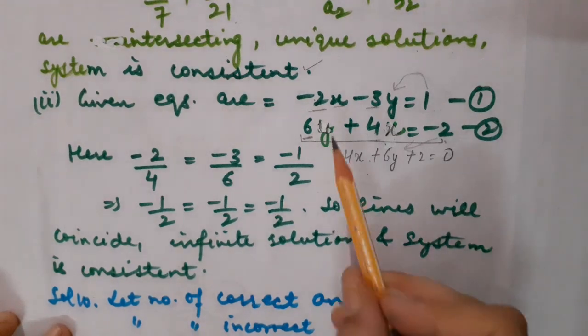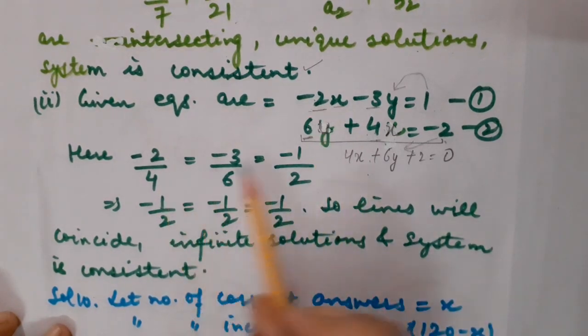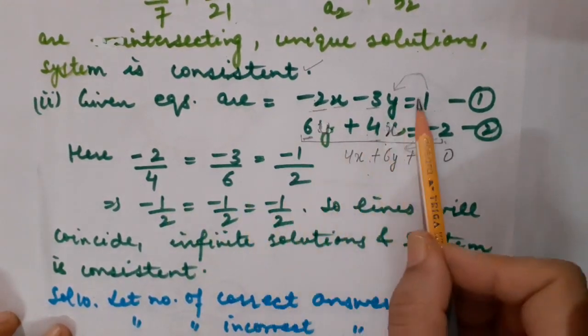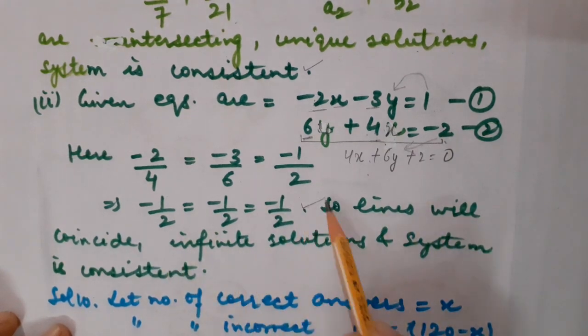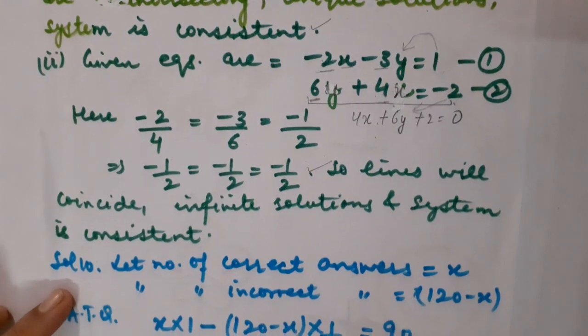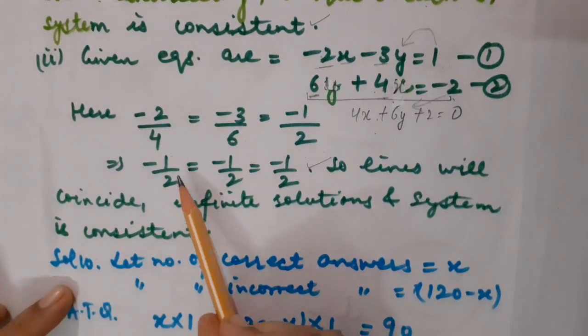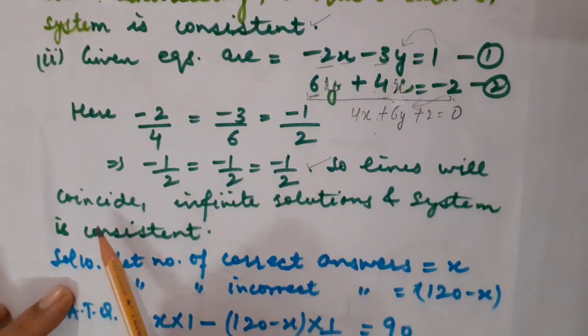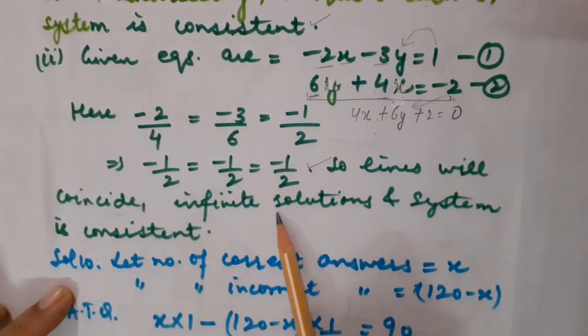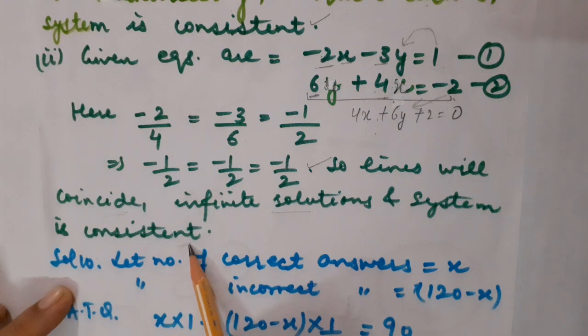Correct? So it would become minus 2 by 4 is equal to minus 3 by 6 is equal to minus 1 by 2. So here you can see that minus half I am getting in every expression. So when A1 upon A2 is equal to B1 upon B2 is equal to C1 upon C2, lines will be coinciding, infinite solutions, and of course the system will be consistent. Got it?